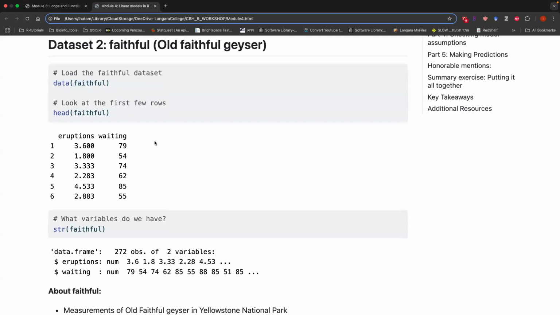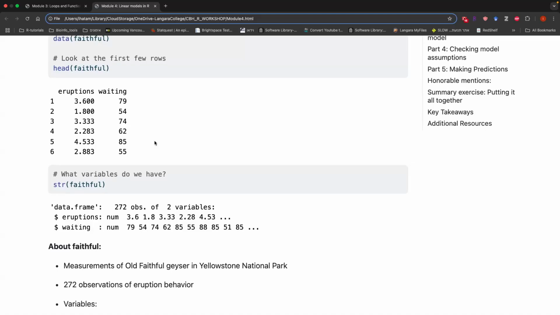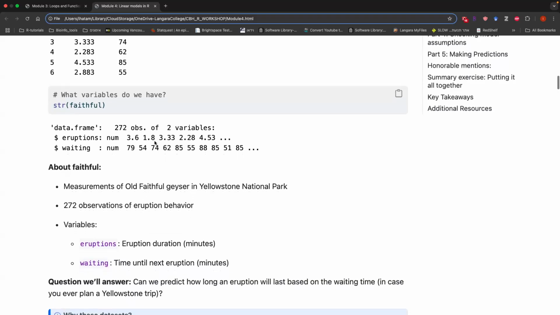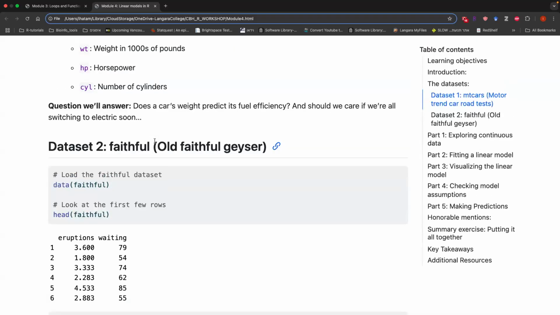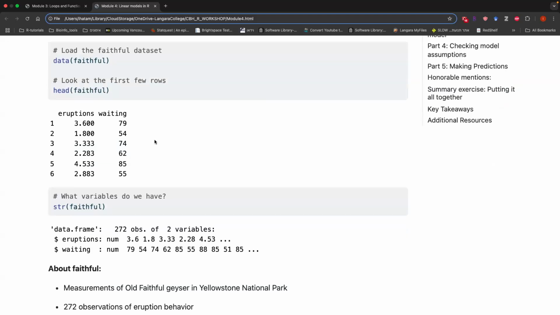So let's load the other one. I want you guys to load the second one, data for faithful, and let's run structure and head for faithful. Okay, so you guys got it?